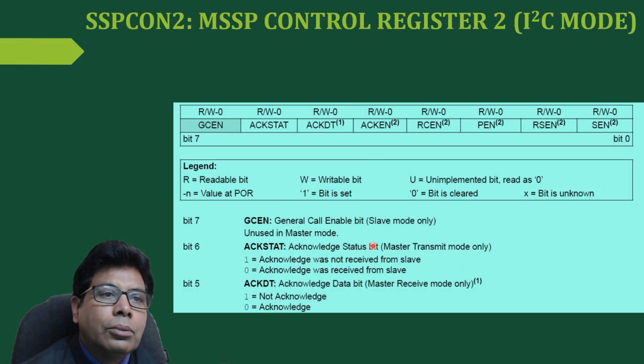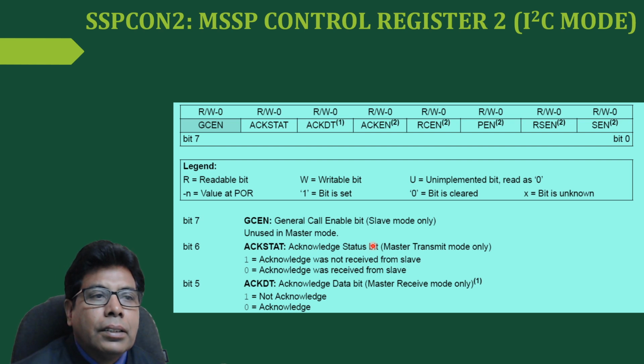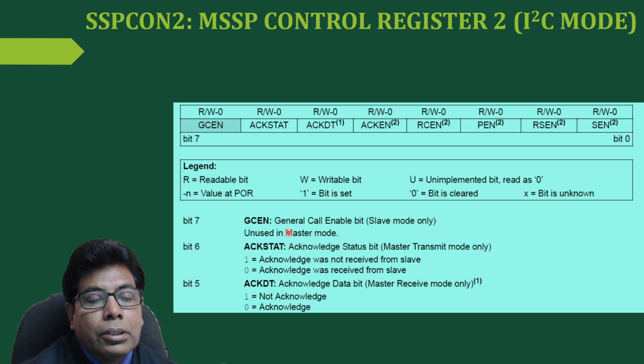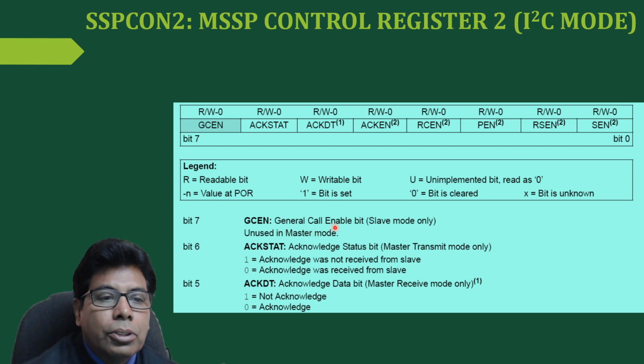Then let us go to the second control register, the MSSP control register, that is SSPCON2. The 7th bit is the general call enable bit. This will be for the slave mode, because slave mode will have to give general call. For that, this bit is used for enabling the general call. It is unused in the master mode.